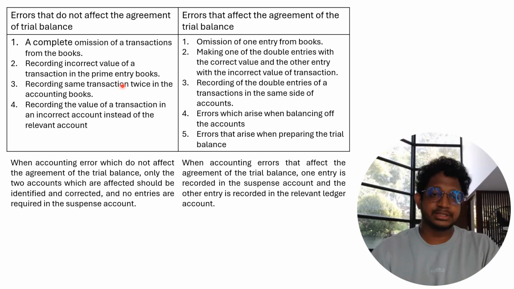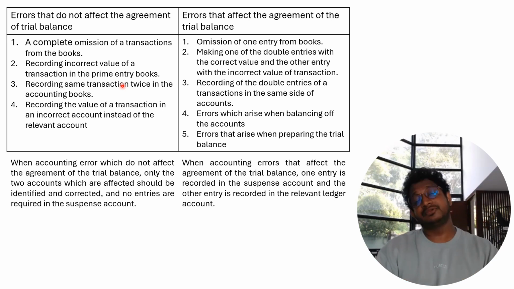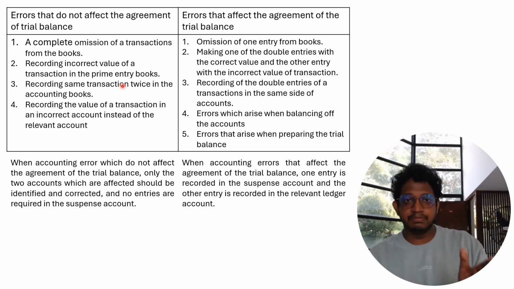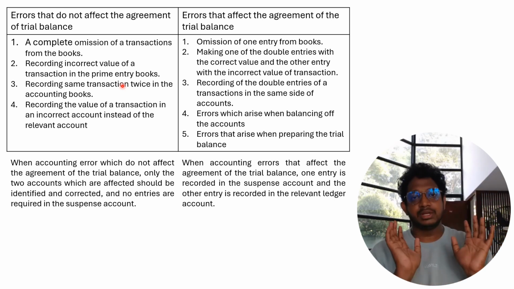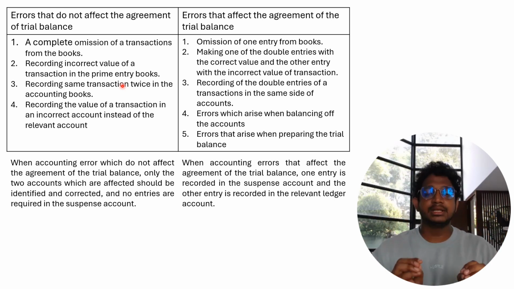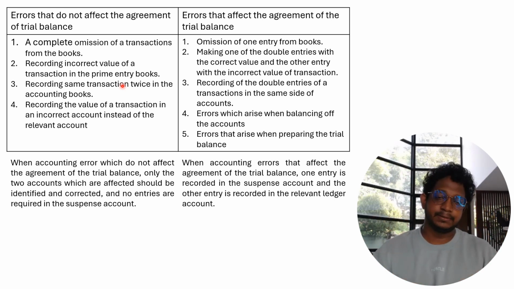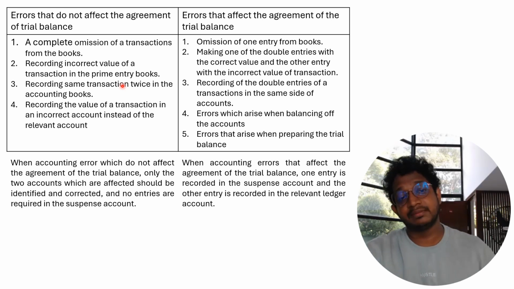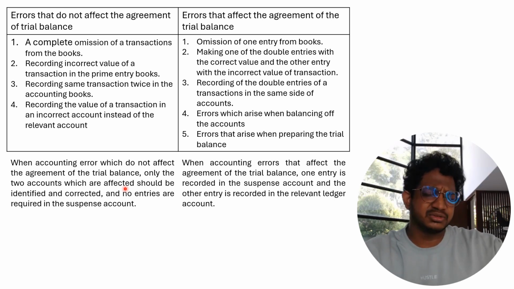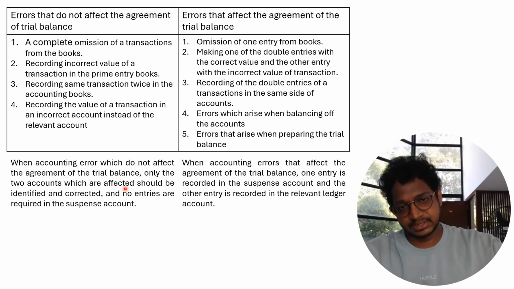Recording the value of a transaction in an incorrect account instead of the relevant account. You should debit account A, but you debited account B. Either way, you debited and credited, the trial balance is equal, but still it is an error, right? So when the errors do not affect the agreement of the trial balance, you have to correct those two accounts, and that does not affect the suspense account.